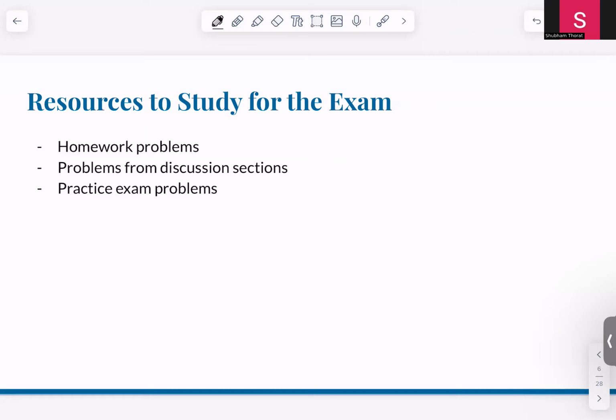Yes, the slides are already there on Canvas. I will also try to upload the annotated one later on. But yeah, you can find these slides on Canvas now. I hope I am audible now.